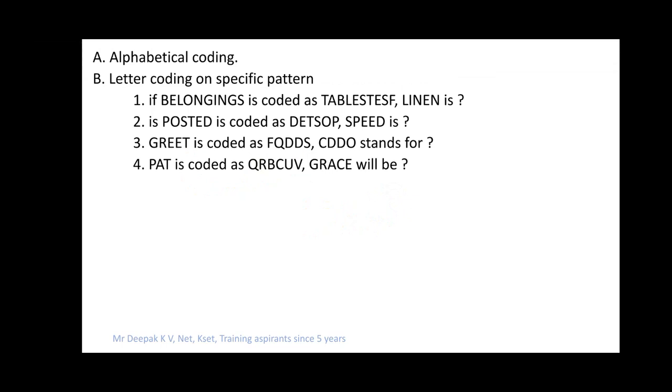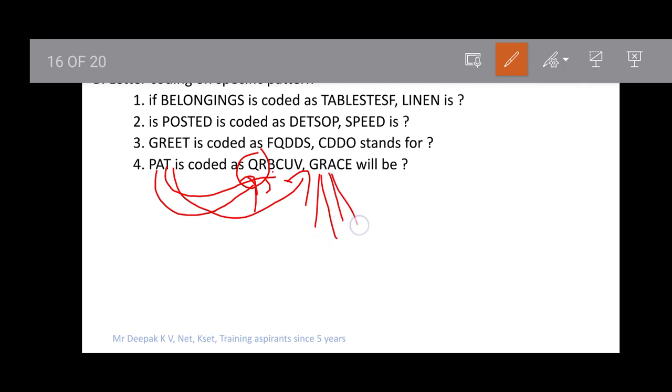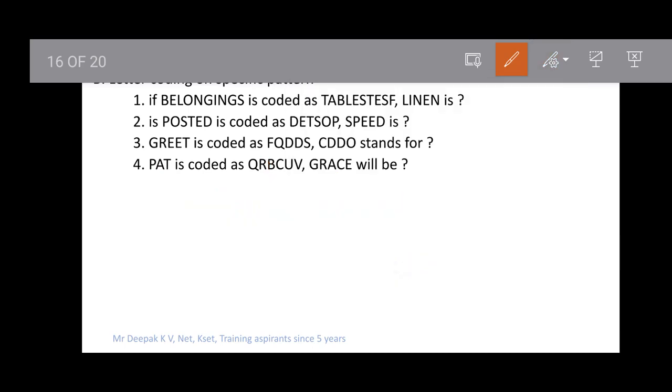PAT is coded as QRBCUV. What is GRACE? Here you can see one letter is coded as two letters. One letter of decoding is coded as two letters. P is coded as QR, A is coded as BC, and T is coded as UV. So what should be GRACE? You have to see what are the next two letters of G, what are the next two letters of R, what are the next two letters of A, what are the next two letters of C, and what are the next two letters of E. This is how you can go for the coding.